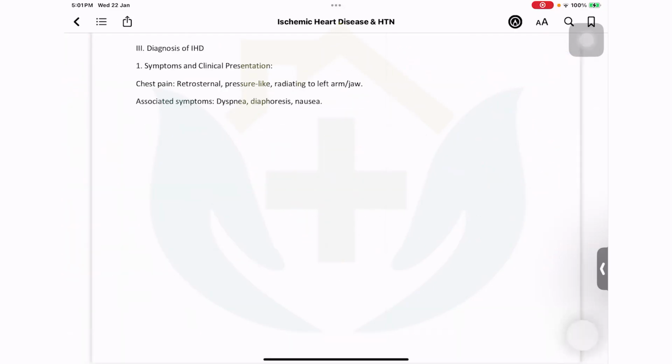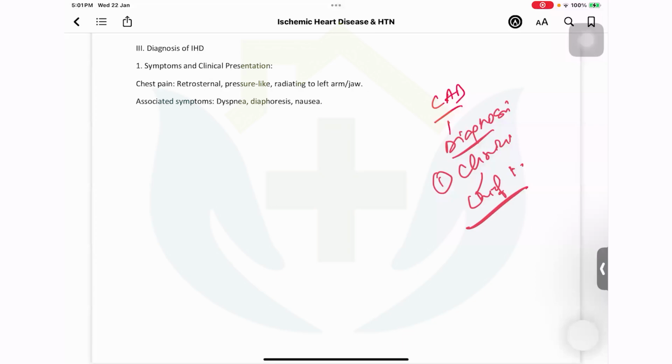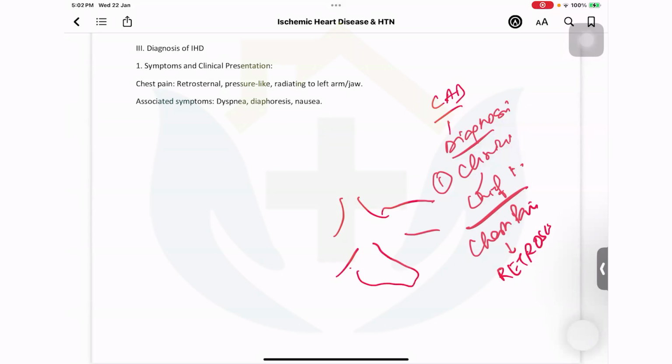So coronary artery disease diagnosis is based on the presentation of the patient. Number one is clinical presentation. What chief complaints does the patient present with? Usually chest pain is the main symptom, which is classically retrosternal, and it can radiate to the left arm or to both jaws. Associated symptoms can be dyspnea, diaphoresis, and nausea.